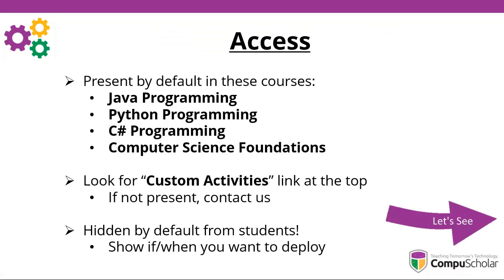So the new feature should be enabled in 4 of our courses by default, so Java programming, Python programming, C# programming, and computer science foundations. And you'll want to look for a custom activities link at the top of the course. If you don't see that link, that just means the copy of the course that you created predates the launch of this new feature. And so just contact us and we can add that link to your course for you. The link is hidden by default from the students, so you'll want to show that link when you're ready to deploy some sort of custom activity. And let's see how that's done.